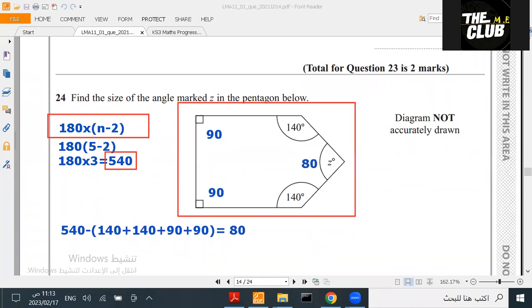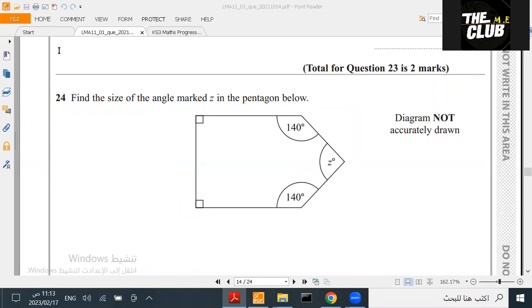I hope you understood it. It's very important to understand this rule. This rule is very important in finding angles of polygons. But next question. Question 25.